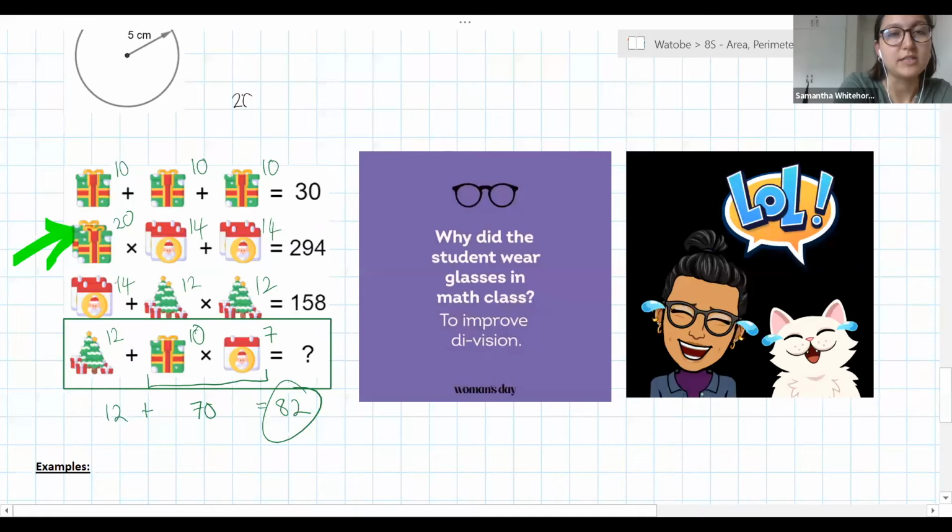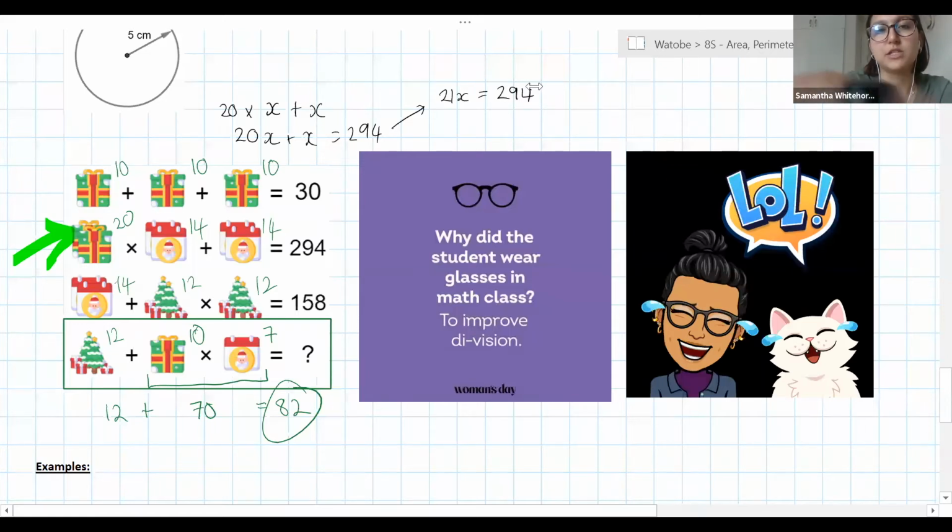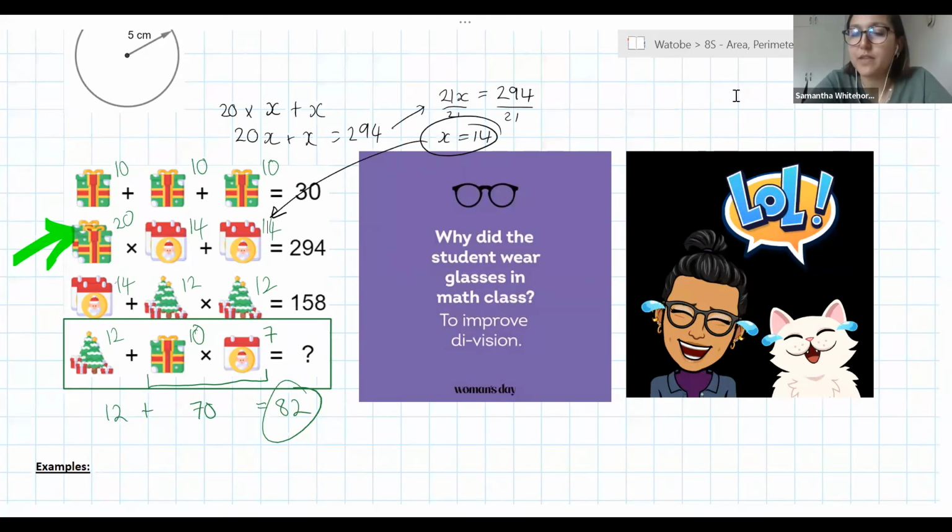Mostly because, if we go back to what I wrote down, 20x and x are actually like terms. So we would have 21x is equal to 294. Then using those inverse operations that Sammy spoke about, we would divide both sides by 21, and 294 divided by 21 is 14, which is the value of the calendars. So it does work algebraically. If you are a lover of algebra, that might be a way that you go about it in future. But that was your answer.